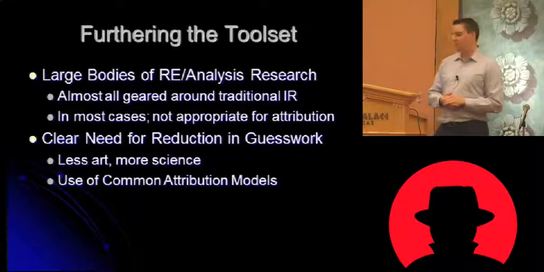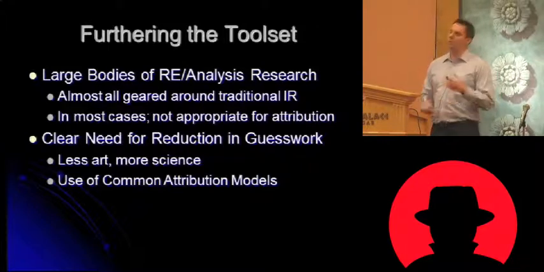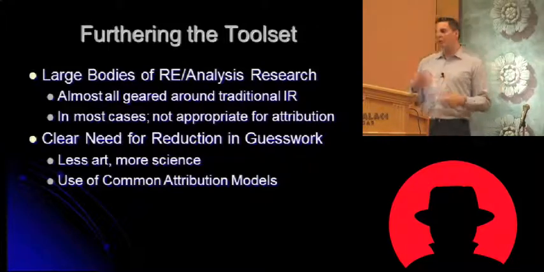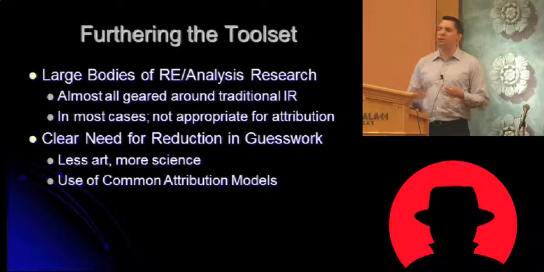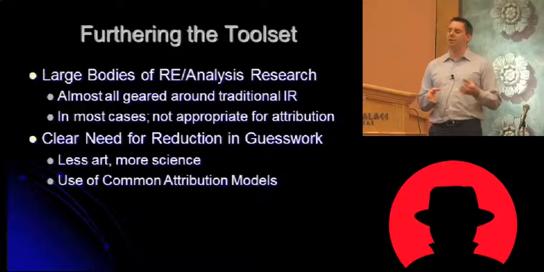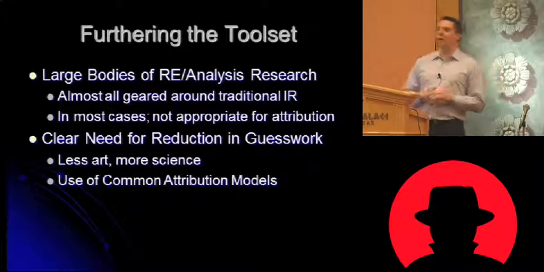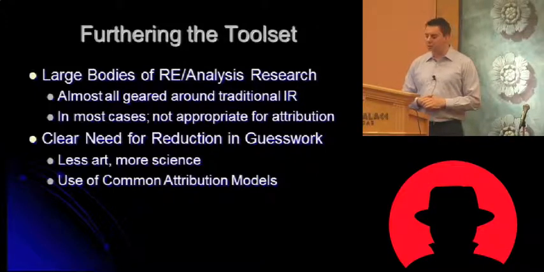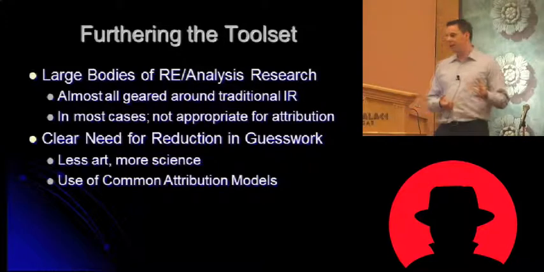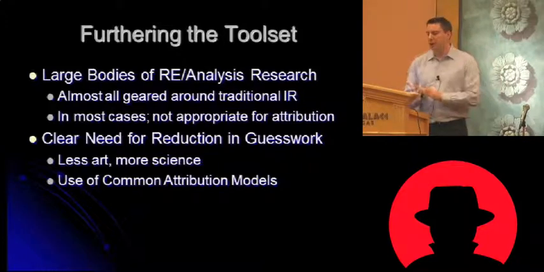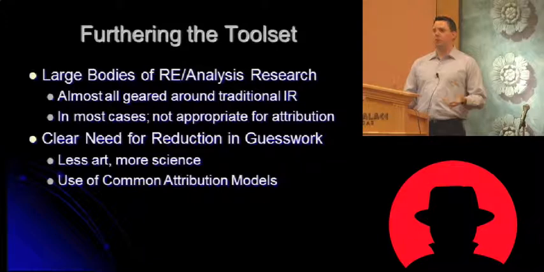And there's a lot of people out there who are mostly in good faith trying to perform attribution using tools a lot of the time which really aren't appropriate, and drawing conclusions which aren't necessarily accurate, or at very least they may be accurate, but they really don't have any technical backing to substantiate the research. So there's a clear need for reduction in the guesswork. We need to make the topic of attribution more of a science and less of an art form.